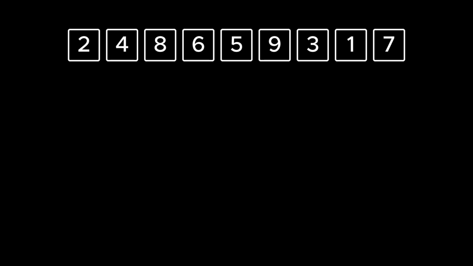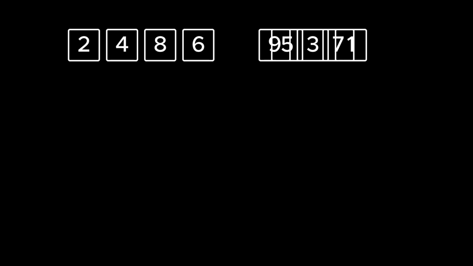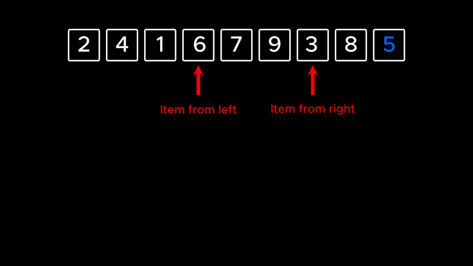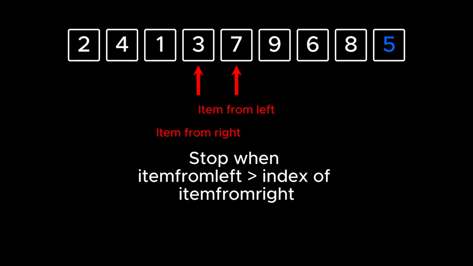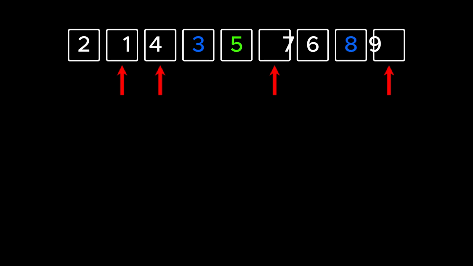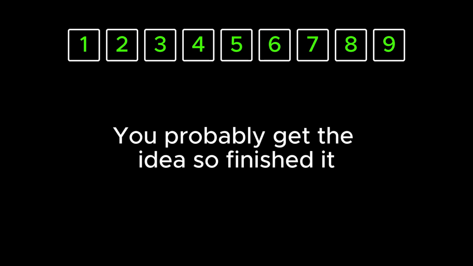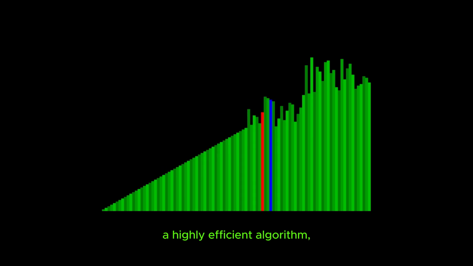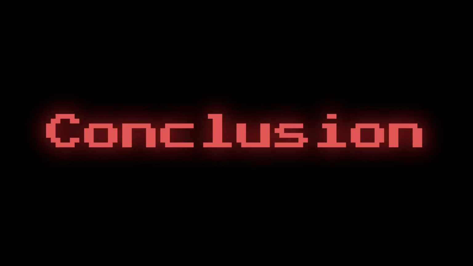Quicksort is another divide and conquer algorithm that uses pivot elements to partition the list into two sublists. One with elements less than the pivot and one with elements greater than the pivot. These sublists are then sorted recursively. The worst case time complexity of quicksort is big O of n squared, when the pivot is poorly chosen, but in practice, with good pivot selection, it often performs at big O of n log n on average. This makes quicksort a highly efficient algorithm, especially for large datasets.